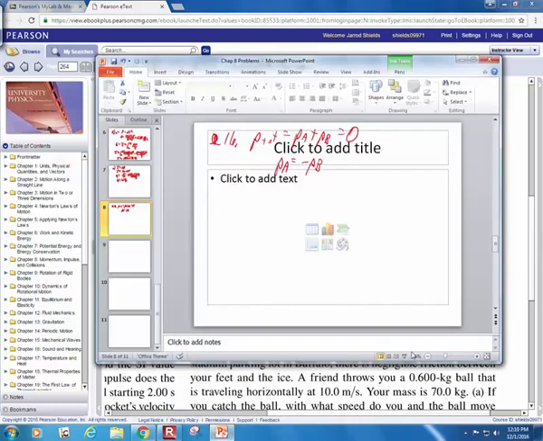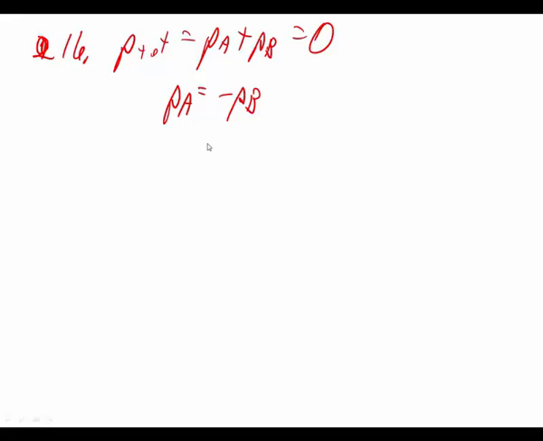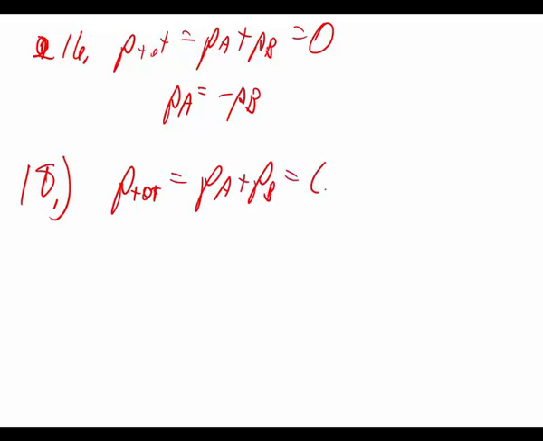So, what do we need to do? All right. Now this is what, number 18? All right, y'all. P total is equal to PA plus PB, which is equal to 0, right? So we know then what? PA is equal to negative PB. Okay? And we'll let A be the skater that's heavier since he has a velocity, right?